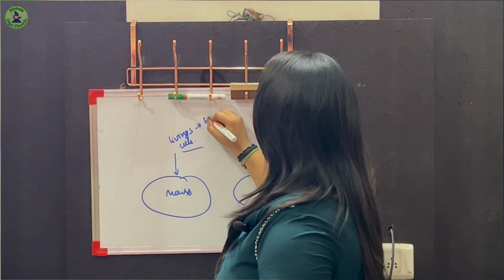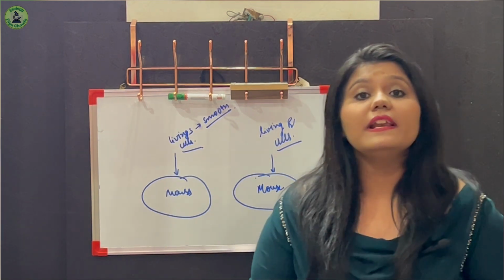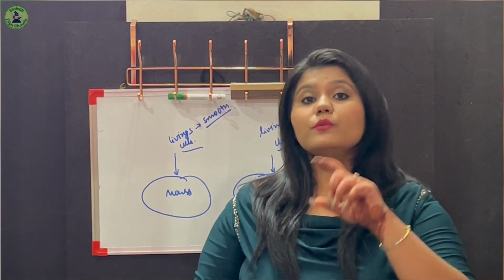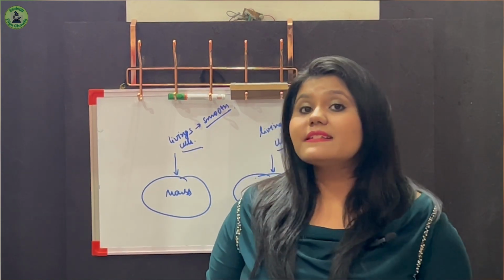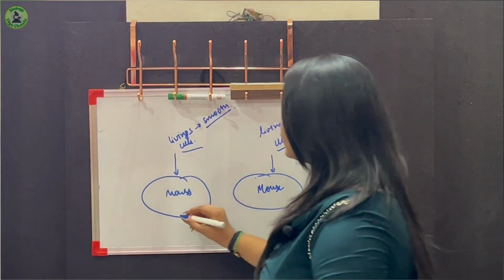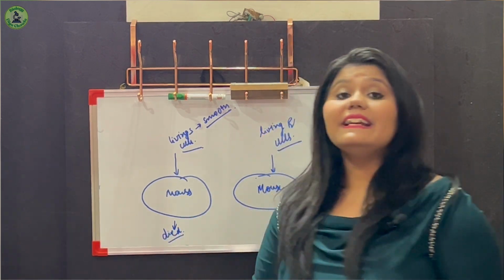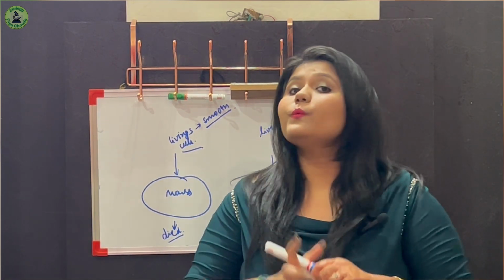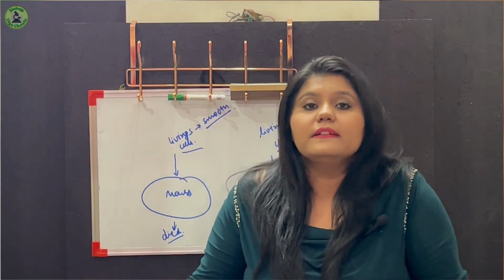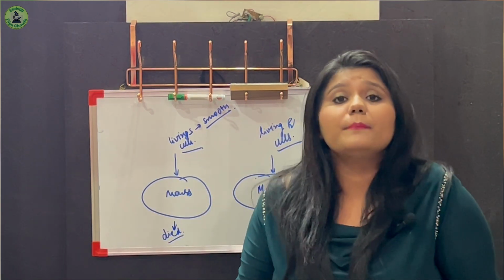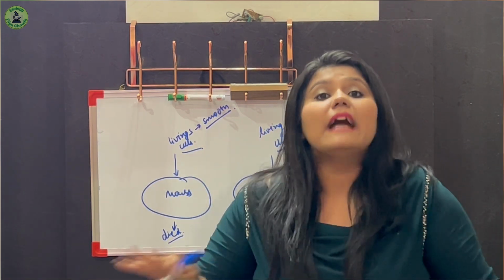S cell means the smooth bacteria, which had the additional S layer. So of course the immune system won't be able to recognize that bacteria, so it won't be able to fight against it. So what happened? The mouse died in that case, because the immune system was not able to recognize that bacteria and couldn't fight it. So when living S cells were injected, the mouse died.